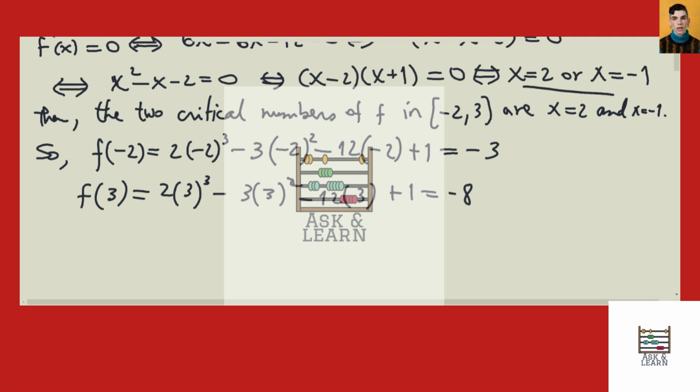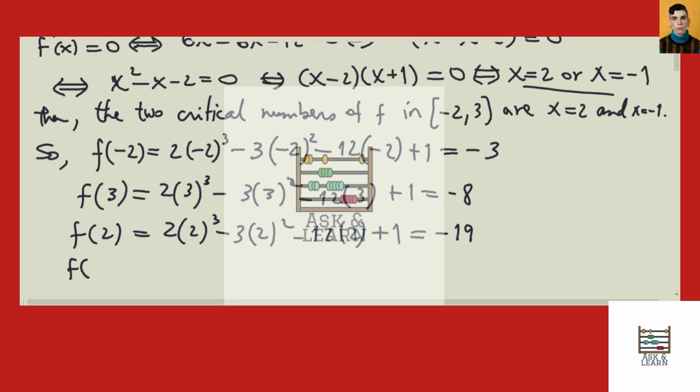And now we evaluate at the critical numbers. So f at 2 is 2 times 2 cubed minus 3 times 2 squared minus 12 times 2 plus 1, and that is -19. And finally, f at the other critical number, -1, is 2 times (-1) cubed minus 3 times (-1) squared minus 12 times (-1) plus 1, and that gives us 8.